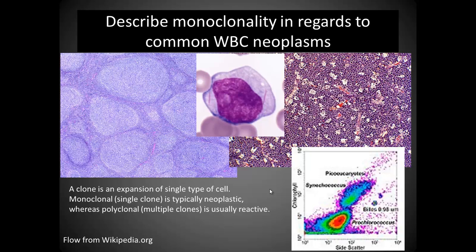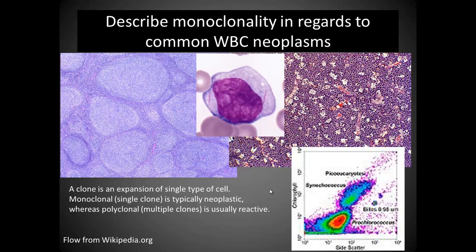Monoclonality in regards to common white cell neoplasms. This is important because when we look at lymph nodes, it's often hard to tell if anything bad is going on or not. And monoclonality lets us know that there is what we call a clone, or a neoplastic group of cells, that's starting to come out of that.